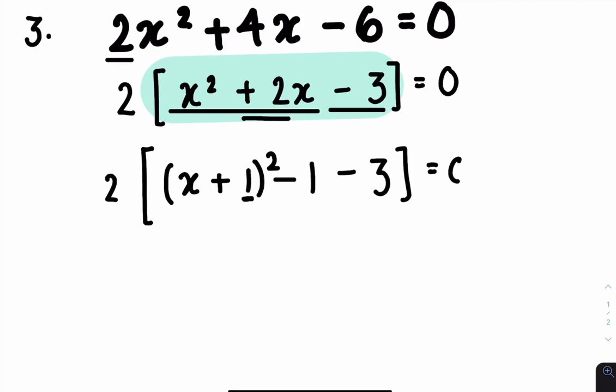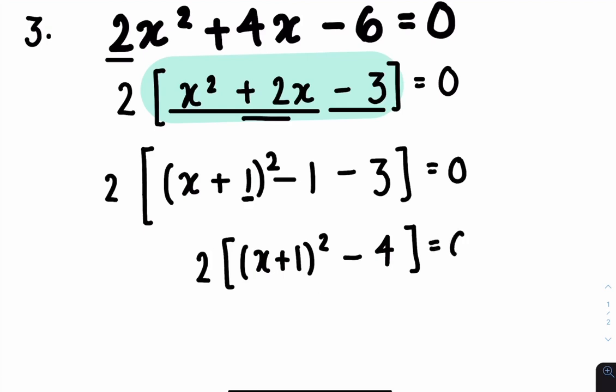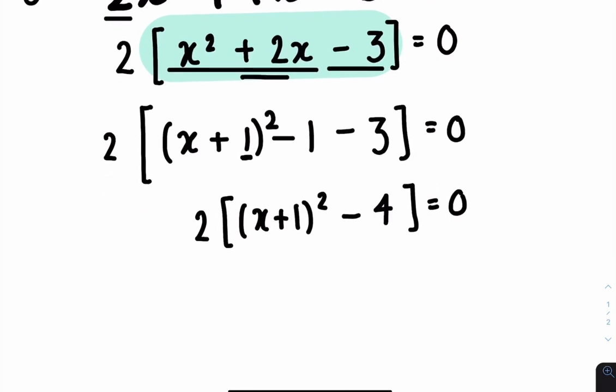And now we can simplify that. So we'll have 2 x plus 1 all squared. Minus 1 minus 3 gives you minus 4. Close the bracket, equals 0. Now that the inside of the square bracket is simplified completely, we can now expand. So I'm going to do 2 multiplied by this term and 2 multiplied by this term. So I'll be left with 2 x plus 1 all squared, and then 2 multiplied by minus 4, which is minus 8. And this is equal to 0.